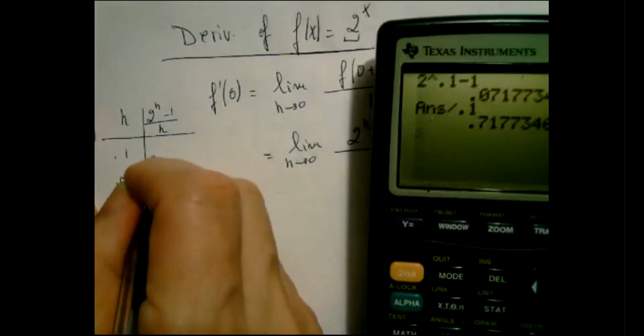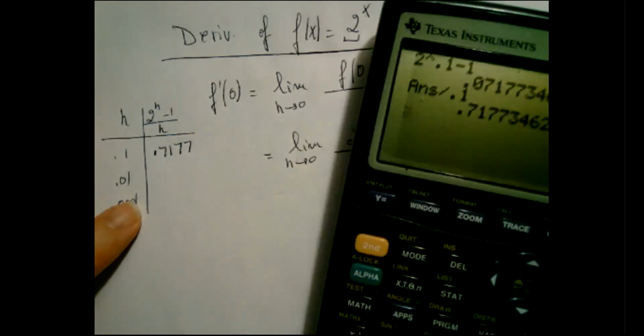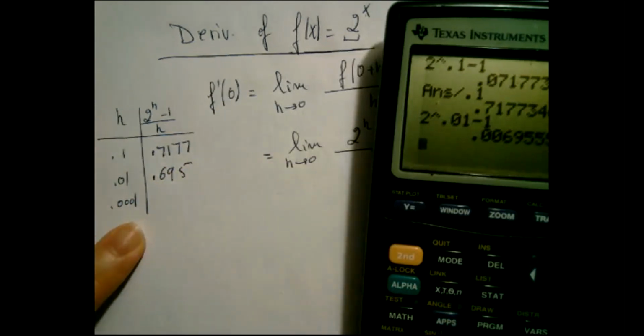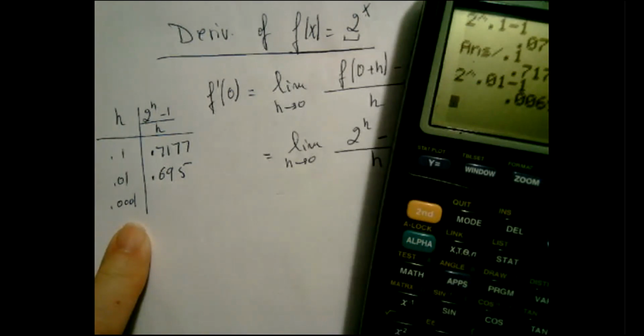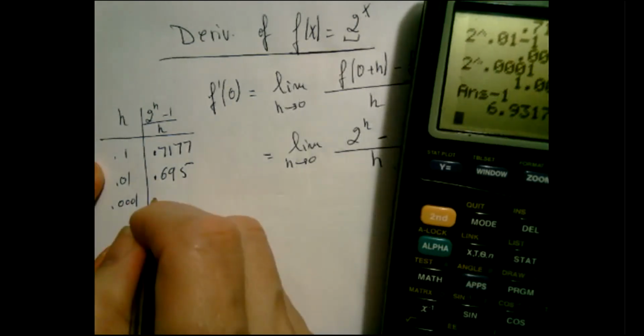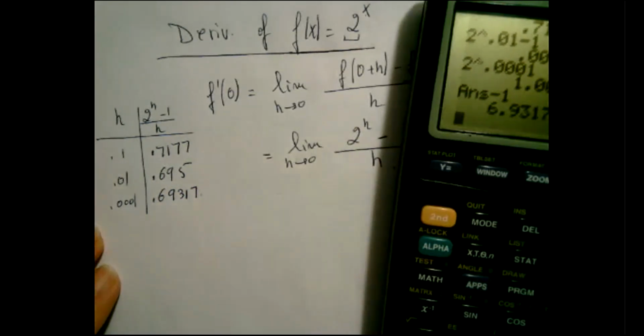So I'm getting 0.7177. Now, of course, I need a lot of values to be able to approximate. And that's 0.01 minus 1. And now I'm getting 0.695. I'm going to zoom in a little bit more. So I will have 2 to the power 0.0001 minus 1. And now I'm getting 0.69317. So it seems to be hovering around 0.69.